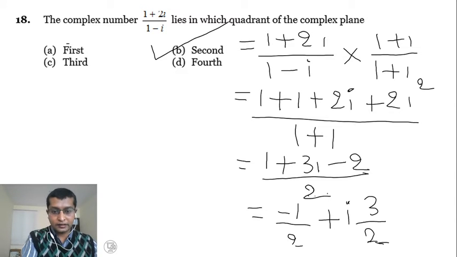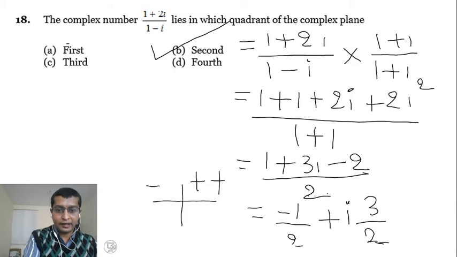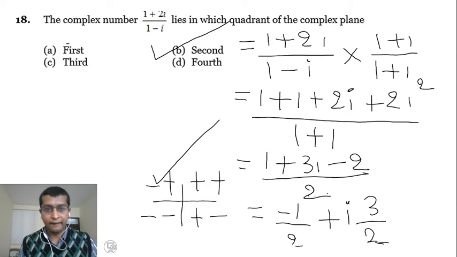So in such a case we have to draw the quadrants: plus plus, minus plus, minus minus, plus minus. Now it is in the second quadrant here. Like this we have to analyze. Okay, we'll move to our next example.